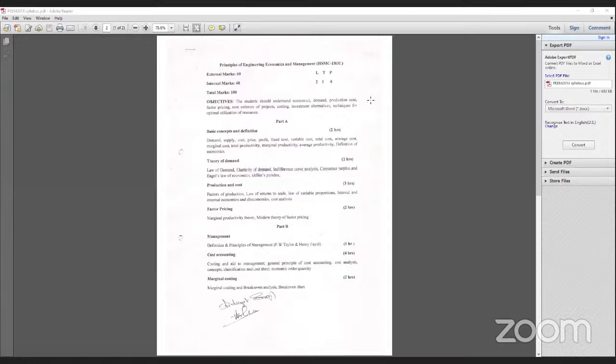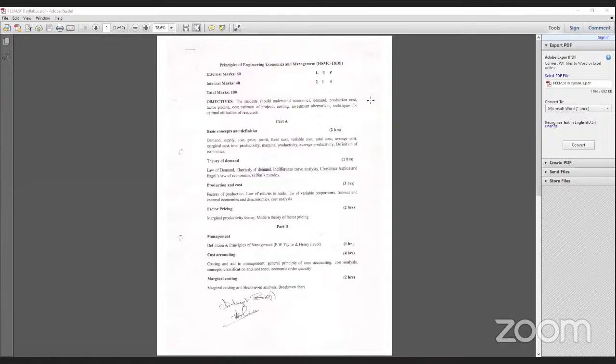The main purpose of this subject is to know about how the cost will be calculated, how we can calculate profits, what will be the break-even point, that is, what you should do to maximize the profits. Different aspects are there, different things are there that you can do.